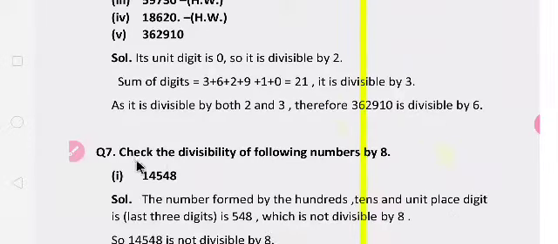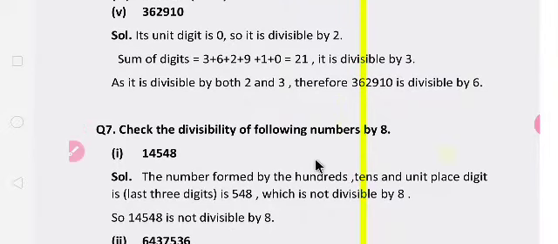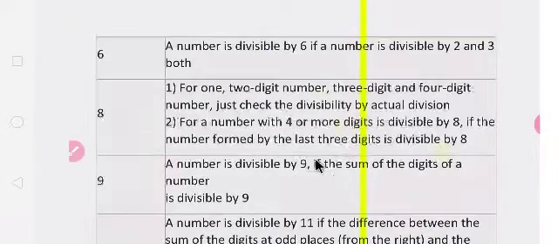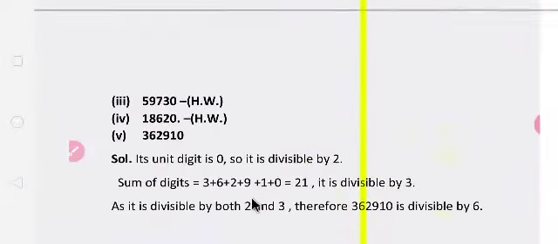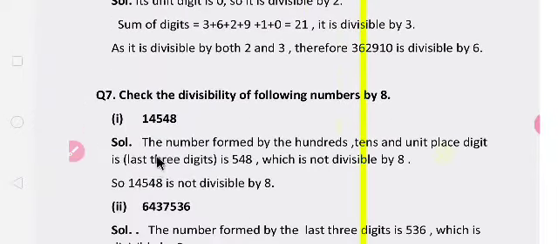Now question number 7. Check the divisibility of the following numbers by 8. And what we have seen for 8? We have to see the last 3 digits. So last 3 digits of 14,548. So the number formed by hundreds, tens and unit place. Which is the unit place here? 8. At tens 4 is there, and at hundreds 5. Or the number formed by the last 3 digits. Which are the last 3 digits? 8, 4 and 5. So which is equal to 548.